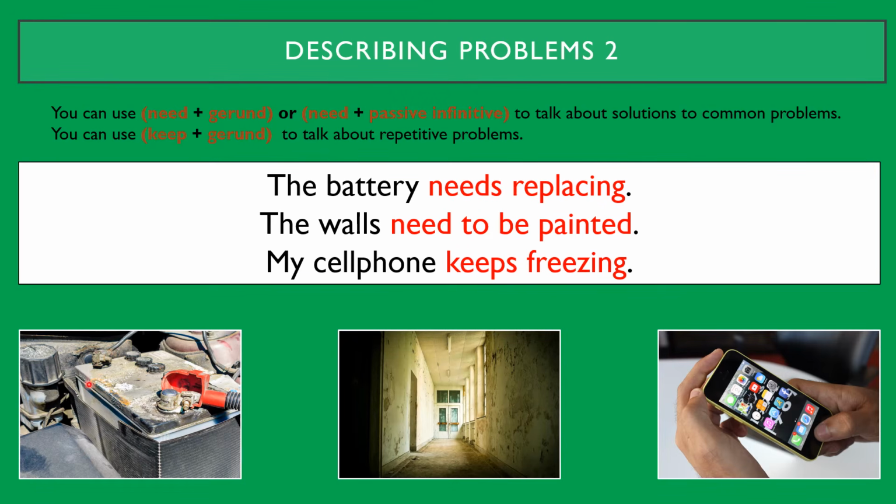If you see the battery is in a very bad condition or it's very old, we need to change this battery for another one. Here in the second picture, you see that the walls are very bad. They are in a very bad condition. They are not clean, so they need to be painted. And the last one, my cell phone keeps freezing. This is a problem that happens frequently with my cell phone when the applications don't want to work.